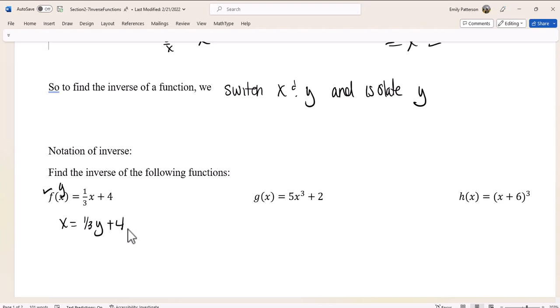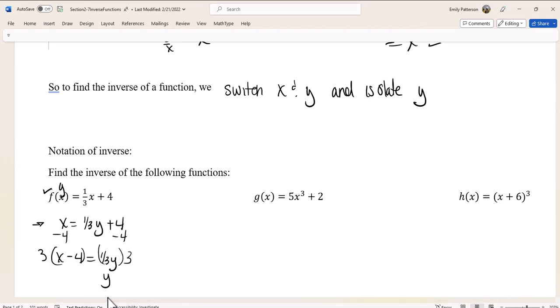So comparing this original function to our attempted inverse, all I've done is switch the x and y. So now we have to get y by itself. So I've got x minus 4 is equal to 1/3 y. And then again, to get rid of the 1/3, we multiply both sides by 3.